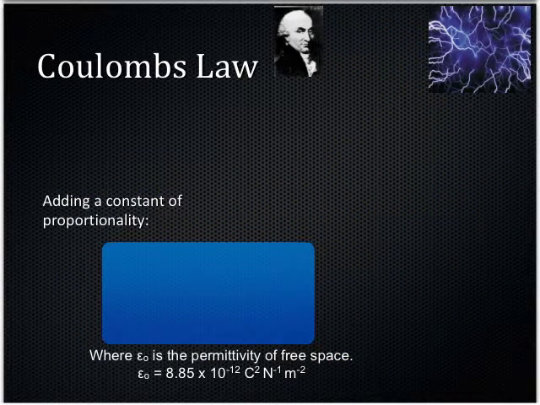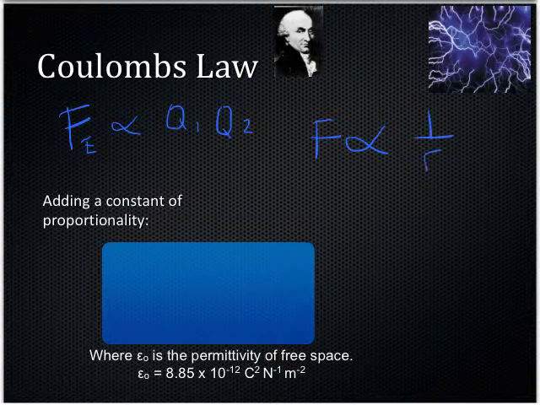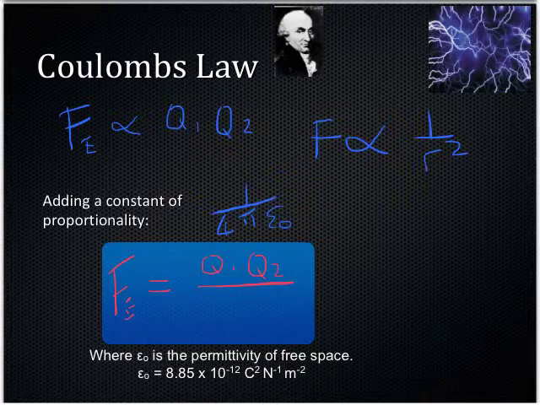So if you write that out in letters, the electric force is proportional to the product of the two charges, and it's also proportional to the inverse square of the distance between them. If we add a constant of proportionality, in this case 1 over 4 pi epsilon naught, then we get the final equation for the electric force between two charges: F equals Q1 Q2 divided by 4 pi epsilon naught r squared.